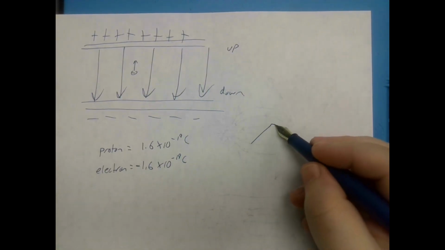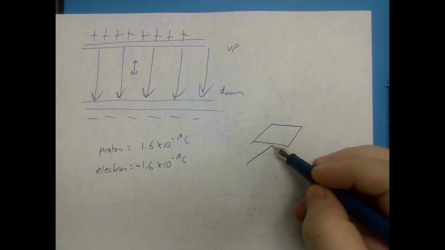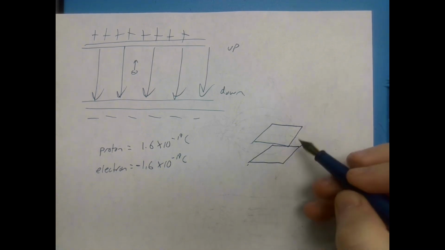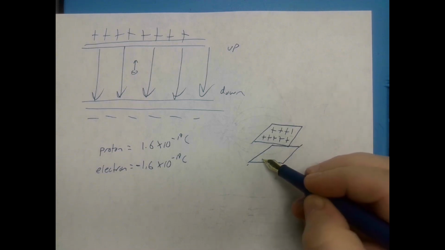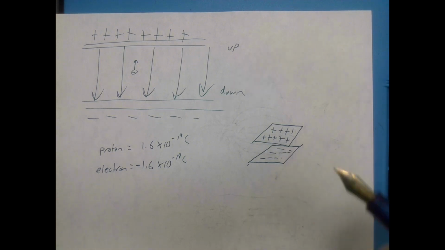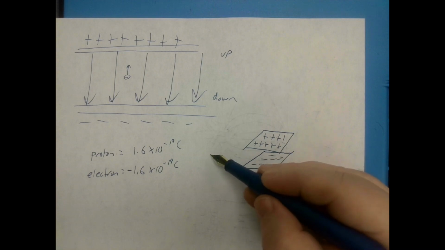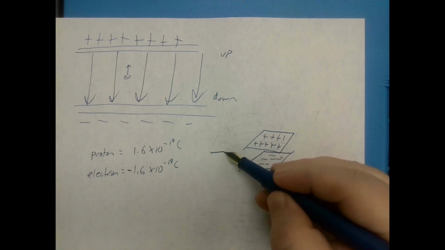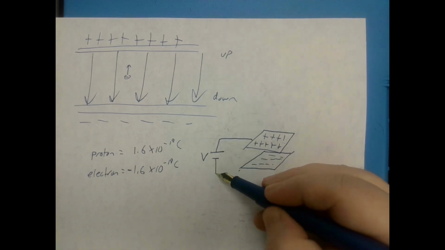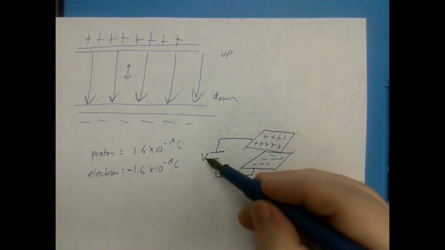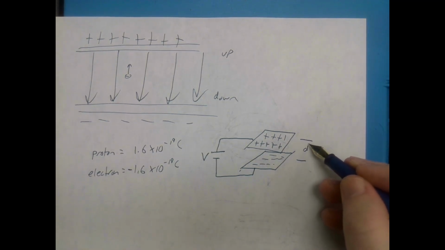So if we have two parallel plates, so this is positive, this is negative, we're hooking it up to a battery. You'll learn that this is the symbol of the battery later. The battery has a voltage of V, and these plates are separated by a distance D.